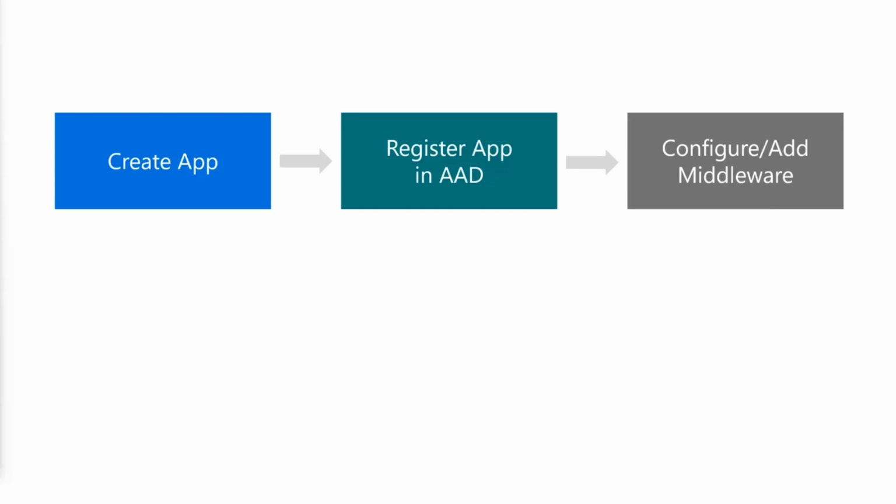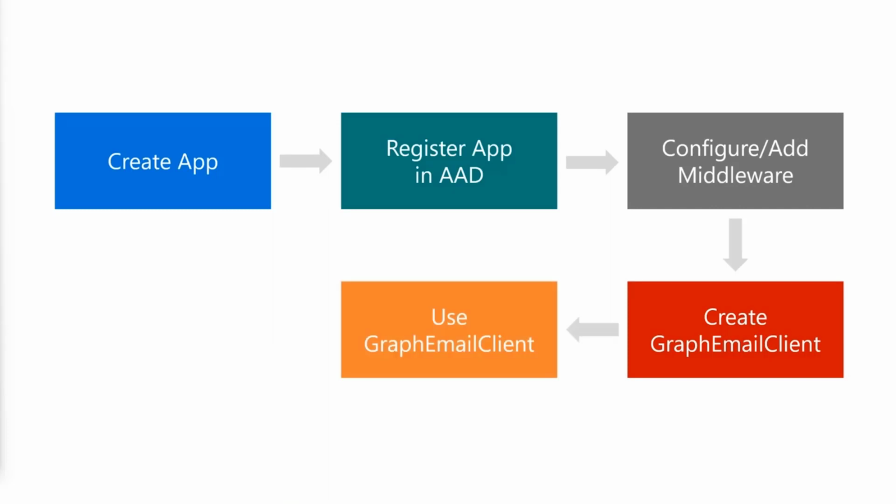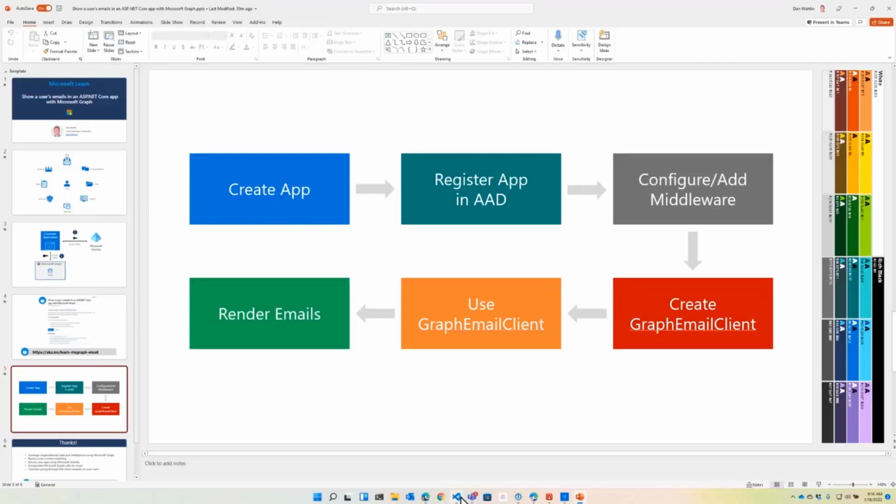So we're going to be talking a little bit about middleware real quick, a custom class called Graph Email Client that's part of this module for Learn. And then we're going to show how to use that to call Microsoft Graph and then ultimately render emails. So with that, let's go ahead and jump on in.